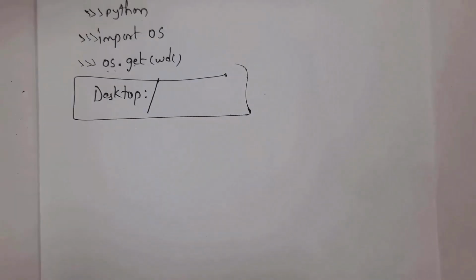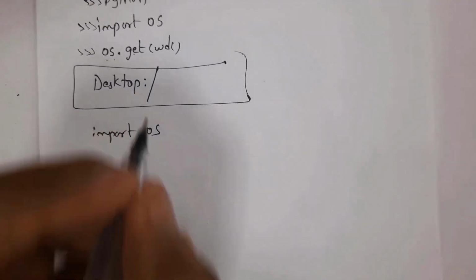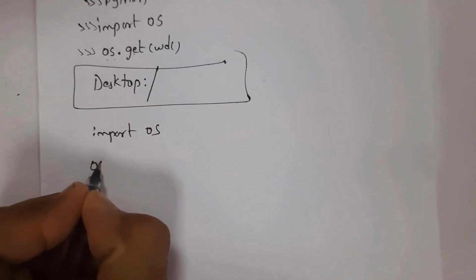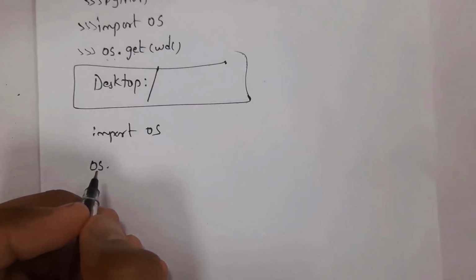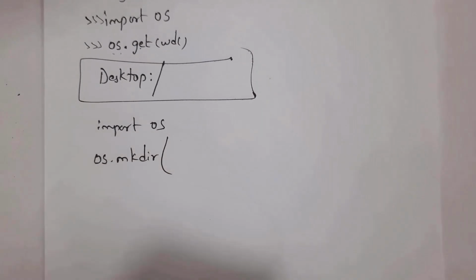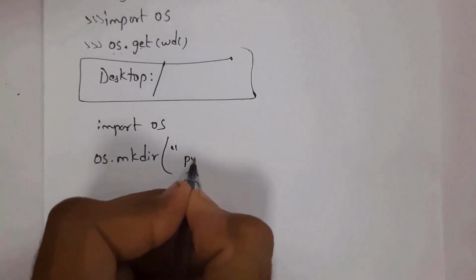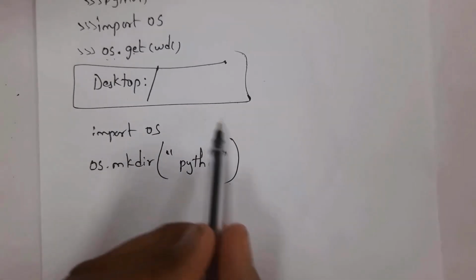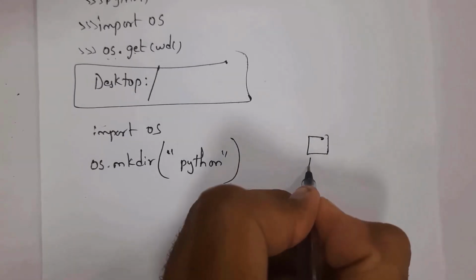For example, I want to create one folder in desktop. So at first I write here import os and next I am writing here os.mkdir. In order to create any folder, you need to use the mkdir function, that is nothing but make directory. So write here mkdir, take brackets and inside this write the folder name. I want to create a folder named Python. So just write here Python. Whenever you run this line of code, it will create one folder in desktop location with the name Python.